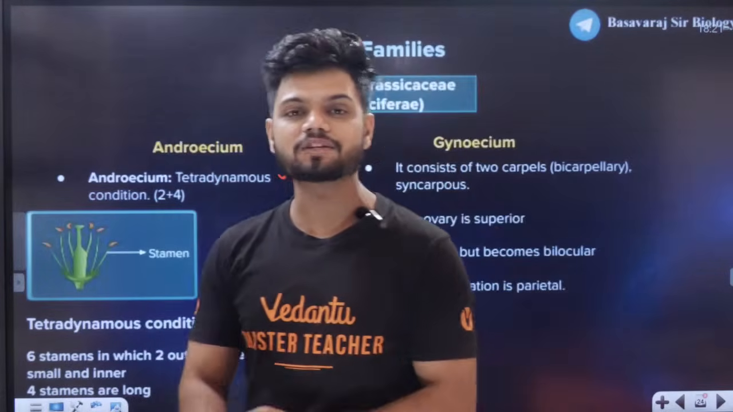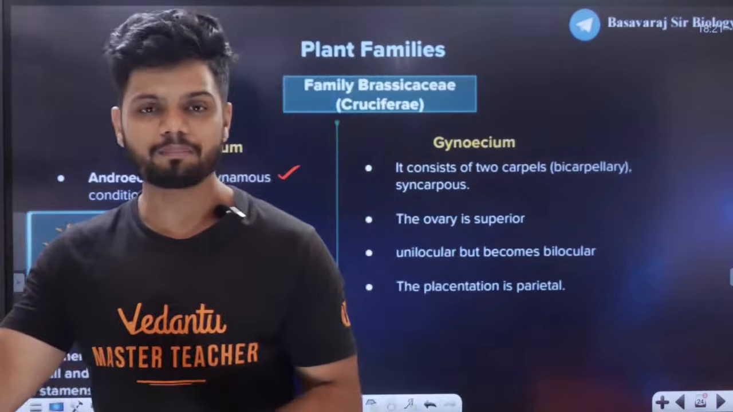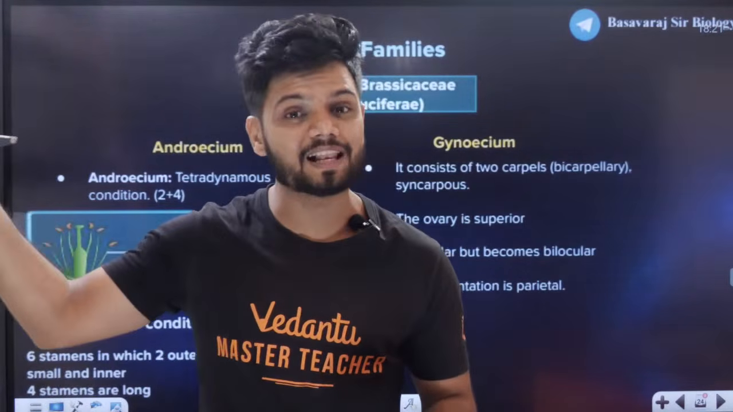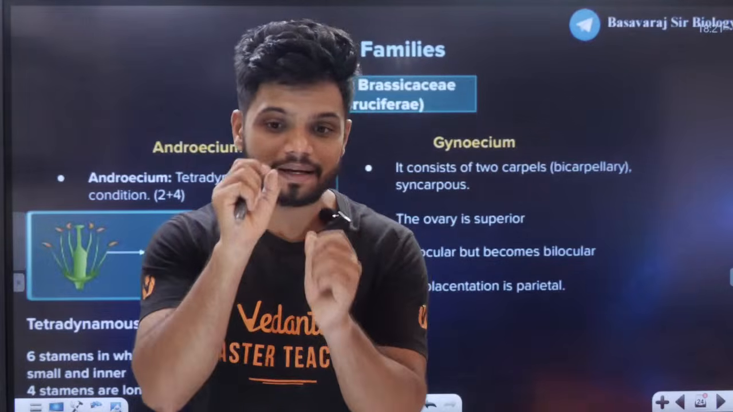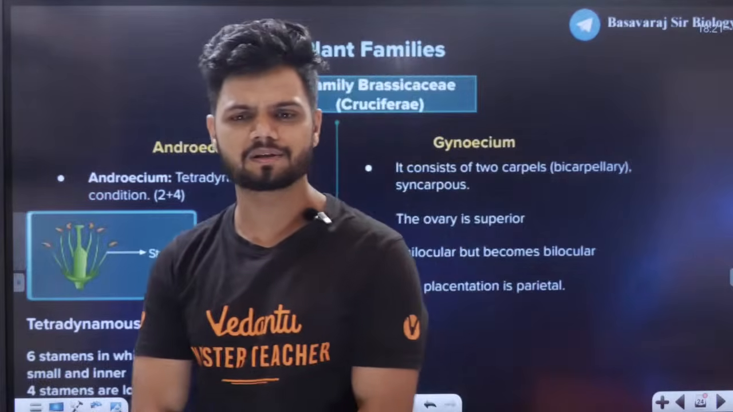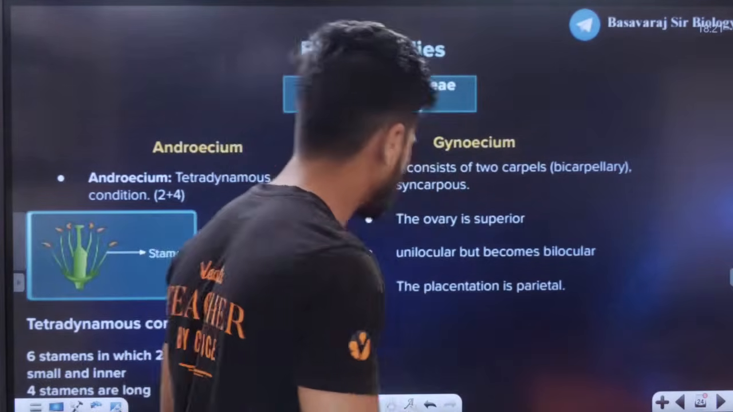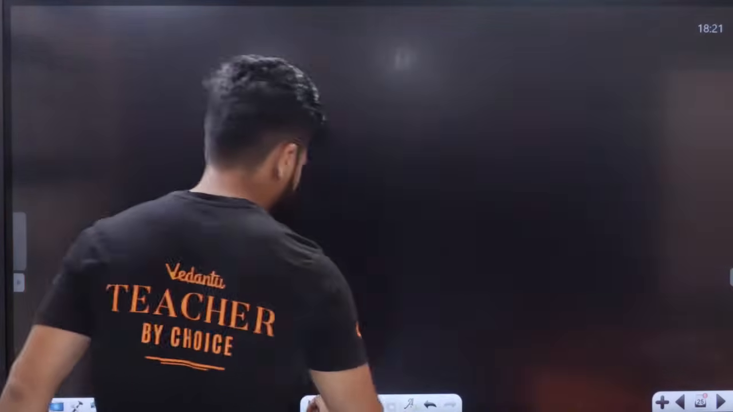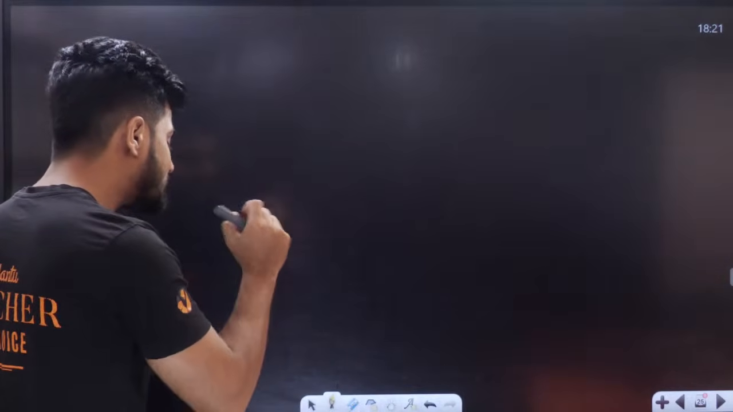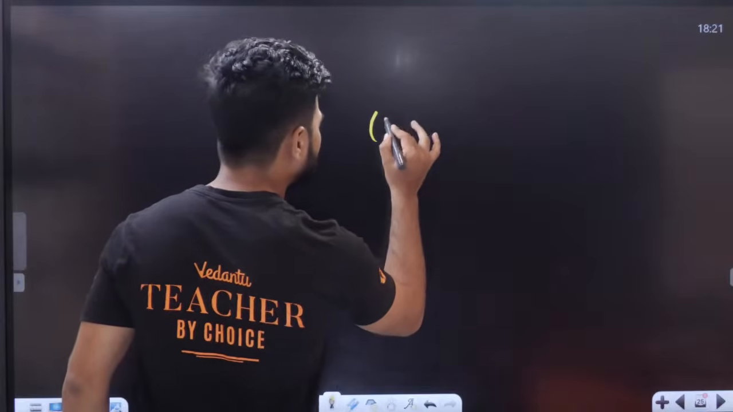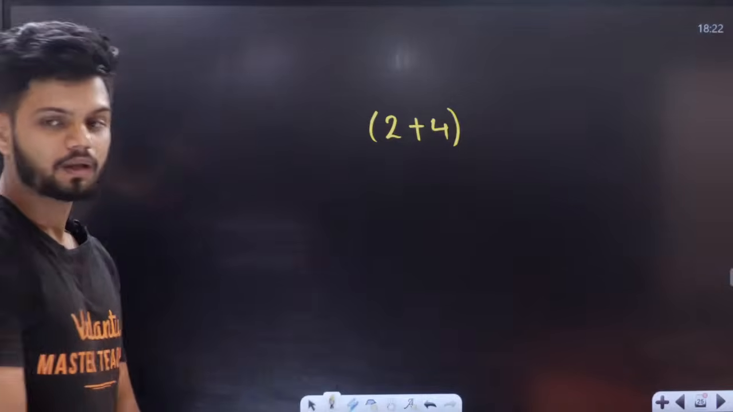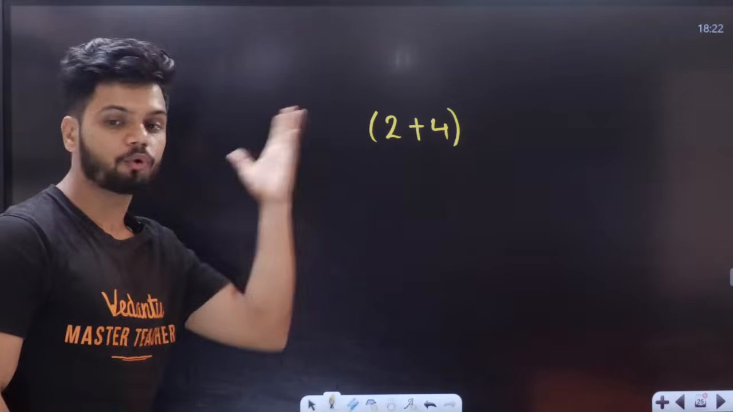See, in the case of your Malvaceae, monadelphous. In the case of Fabaceae, diadelphous. But right now, it is said to be tetradynamous. What is this tetradynamous? Very simple to understand. Listen to me. The meaning of tetradynamous. In tetradynamous condition, there are in total 6 stamens. That is, in tetradynamous condition, there is a 2 plus 4 arrangement.